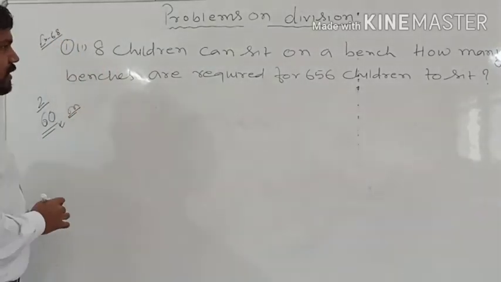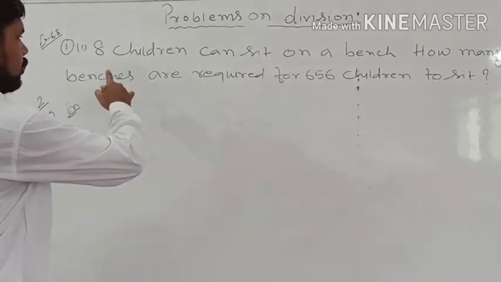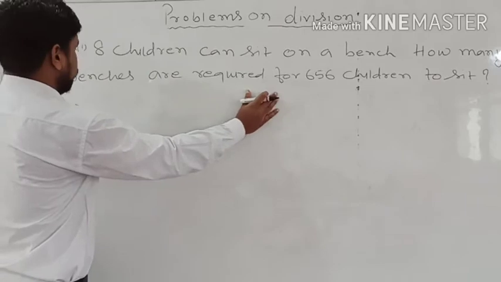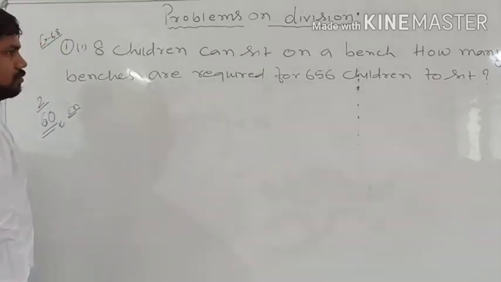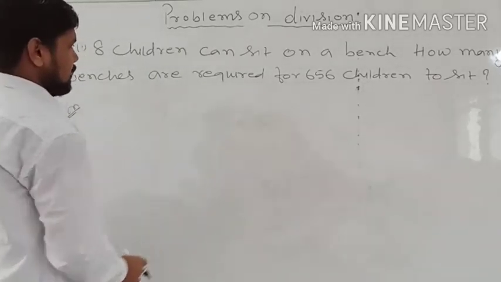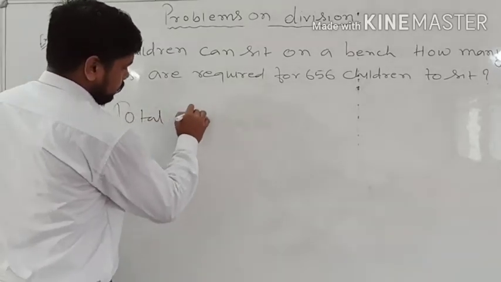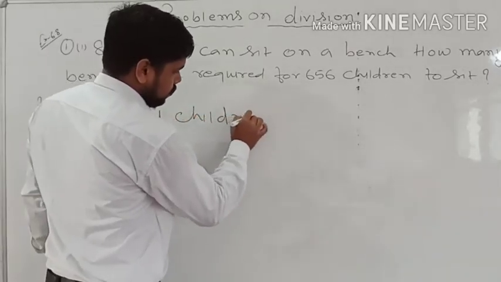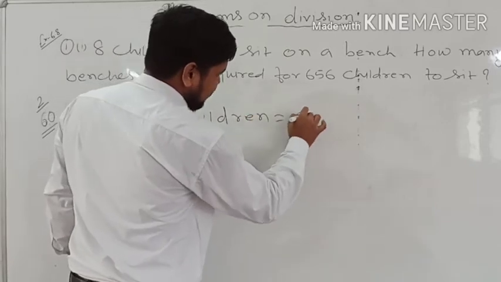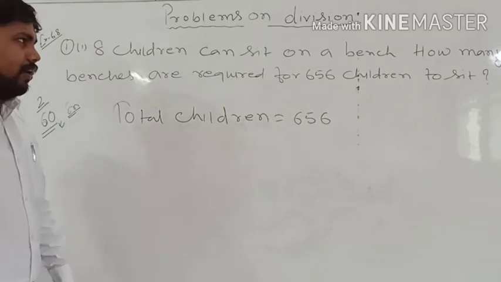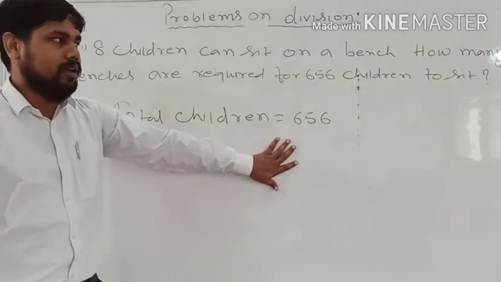So first it is given that 8 children can sit on a bench, and the total students are 656. So total children is equal to 656.